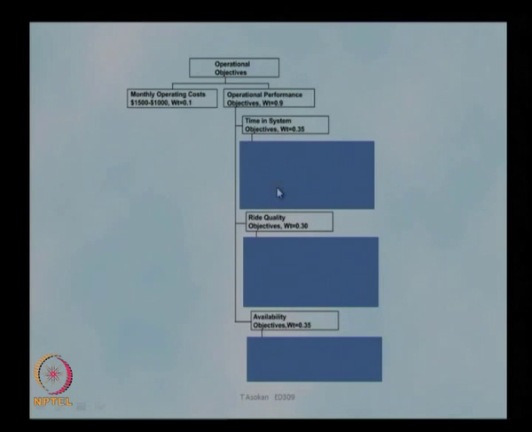Again for these 3 we need to give weightages. Based on various analyses, there are various analysis tools which can be used for this weightage. Based on those analyses we do the weightage: the time in system objective 0.35, 0.3 and 0.35. Again this depends on the designer, based on his own understanding and some analysis he will decide what weightage to give for each one.